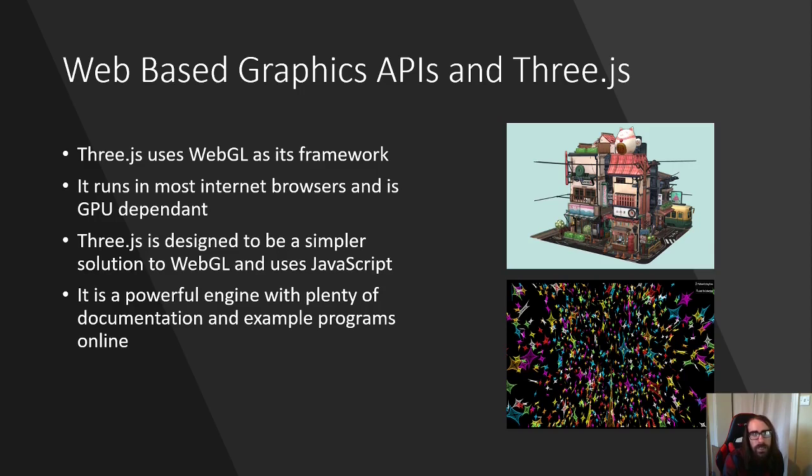So I just wanted to talk about the graphics API I used. Three.js was chosen. There are quite a few you can choose from online these days. The other most popular one is Babylon.js. They're quite similar. They both use JavaScript, but Three.js uses WebGL as a framework, and of course WebGL is using computer graphics, OpenGL, the same creators.